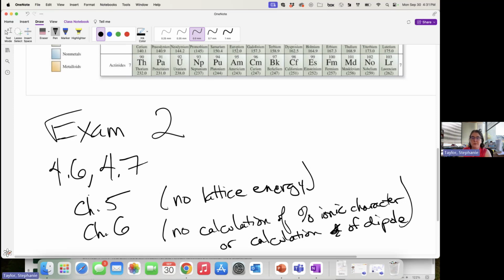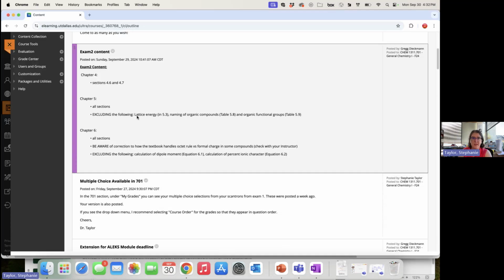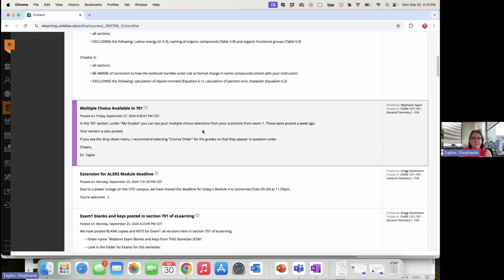In general, chapter 5 is where the calculations are. In chapter 6, the only real calculations you should be doing are either for bond order or for counting electrons. So there are calculations in 6 as long as we count things like adding up all your valence electrons in a molecule. But that is what I'm pulling off of the announcements page of the 701.